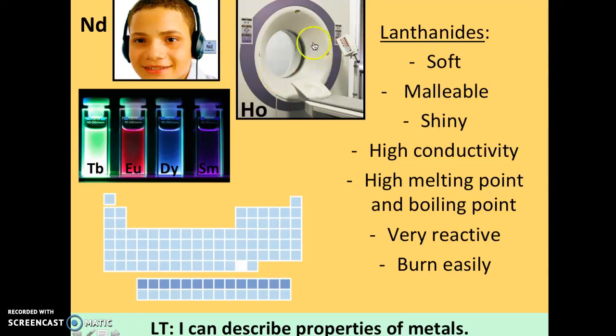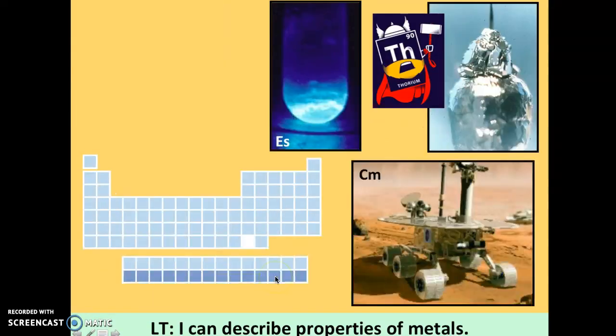All right. Holmium, again, is used in magnets, and that is used in specialized lasers and things like that in the medical field. And again, these lanthanides are in this bottom row, kind of separated from the main periodic table there.